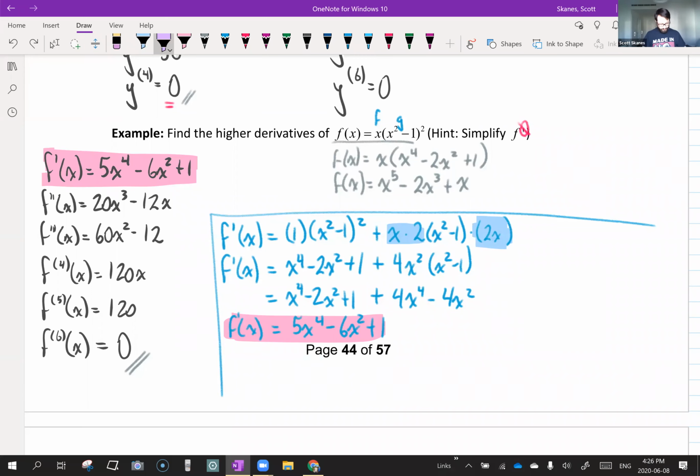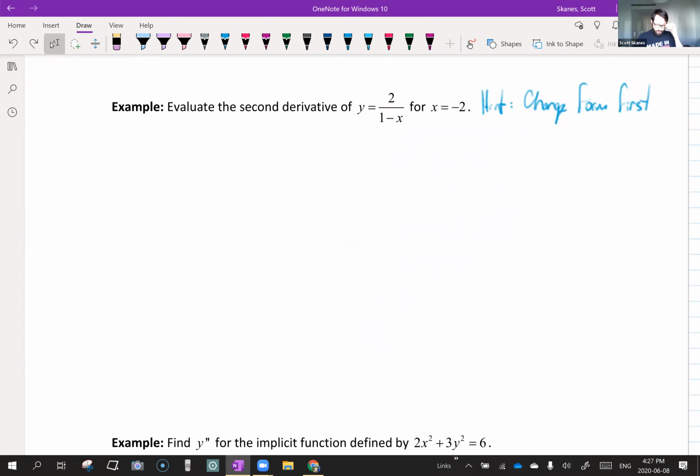Okay, let's continue. Let's do some more examples. Shall I make it harder? No. I'm not going to make it harder. I'm just going to change it. Let's see. Evaluate the second derivative of this function for x equals -2. And I've put a hint there, change form first. What I mean by that is if you look at this function, you see that there's a quotient. Of course, there's a function on bottom. I don't want to use the quotient rule unless I have to. And I brought this up yesterday. Why use the quotient rule if you can do an easier way?